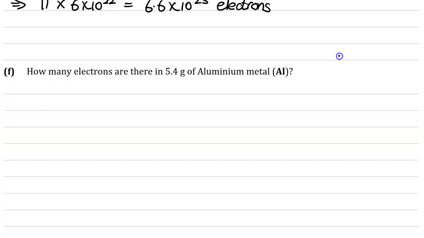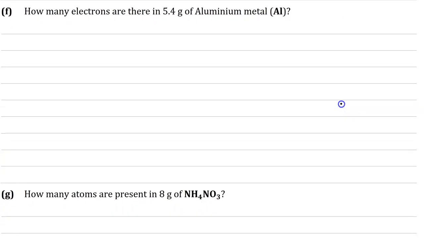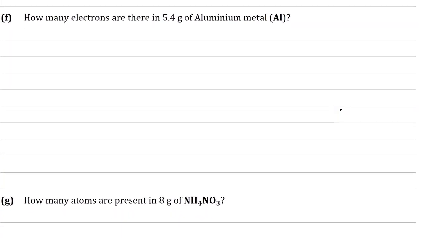Okay, so we have the same thing here now in part F, figuring out how many electrons are in aluminium. First of all, we need to change our mass to moles. And then once we have the number of moles, we convert that to atoms, and then we figure out the electrons. So aluminium is 13/27. So we can see from this that it has 13 electrons.